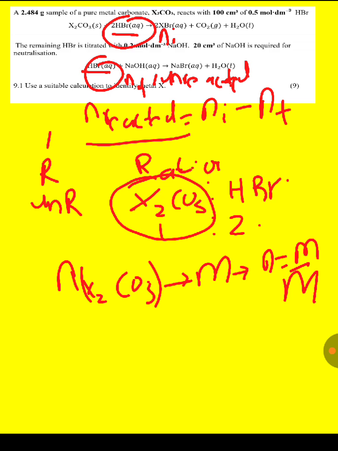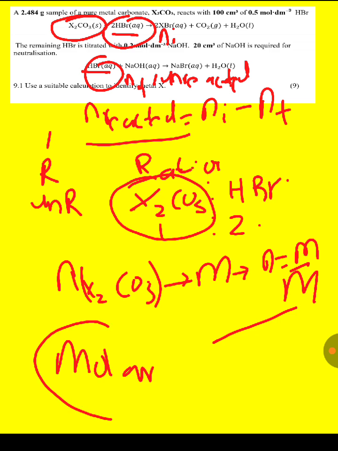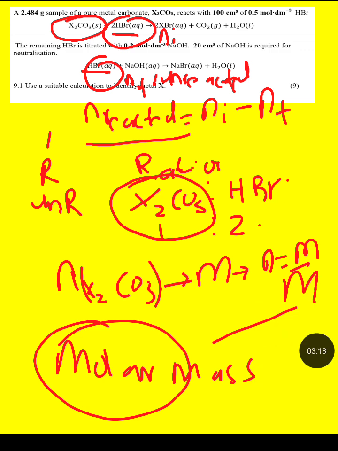The aim here is to identify this metal. So the aim is to calculate the molar mass of this substance. At the end of the day, we must be able to calculate what the molar mass is. Right, so let's get into it and see.